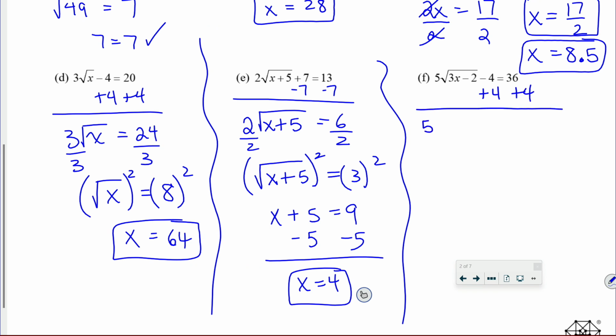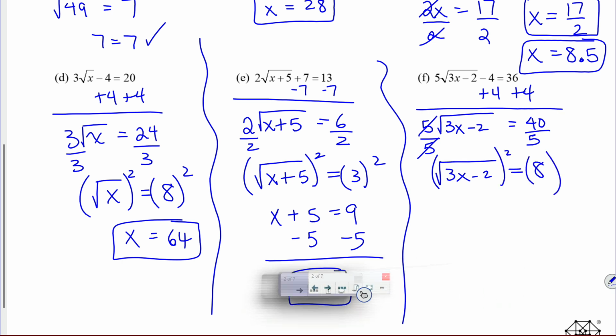That's going to give me 5 times the square root of 3x minus 2 is equal to 40. I'm going to divide both sides by 5. That's going to give me the square root of 3x minus 2 is equal to 8. I'm going to square both sides. That's going to give me 3x minus 2 is equal to 64. Whoops, I should put the squaring there as well.